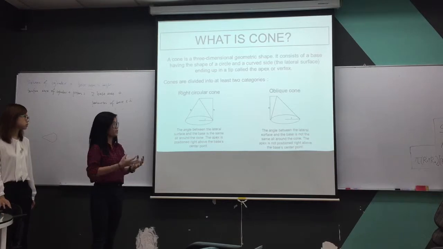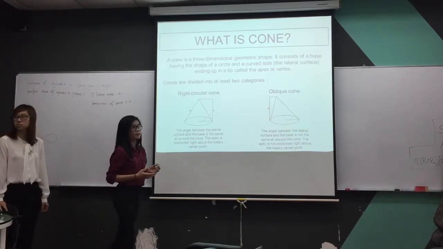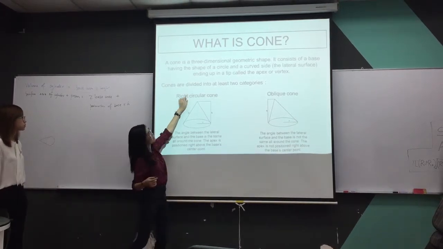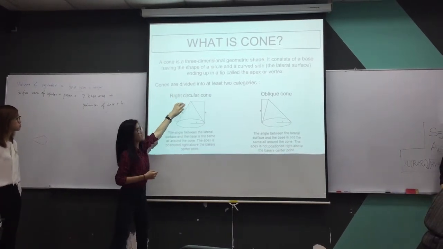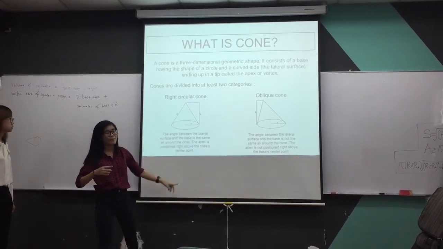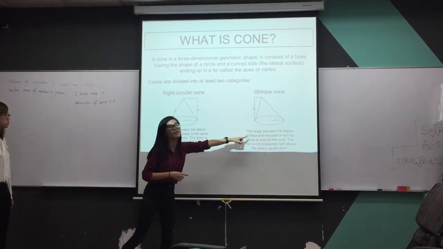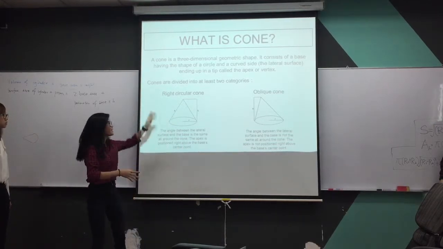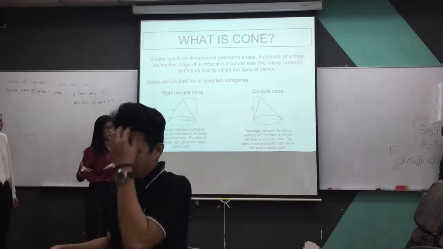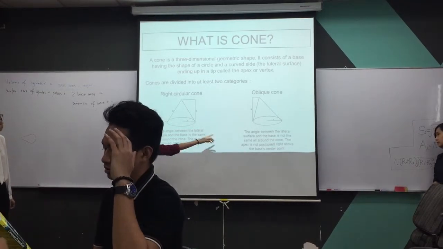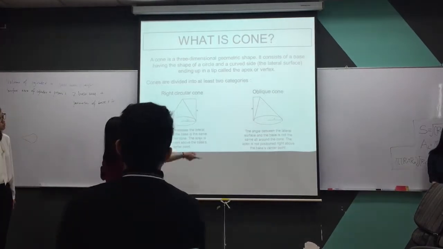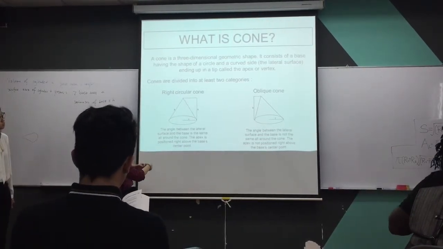So the difference between the right circular cone and the oblique cone is the angle. As you can see, the apex of the right circular cone is positioned right in the center point, while the oblique cone's apex is not positioned on the center point. Which means the right circular cone's angle between the lateral surface and the base is the same, while the oblique cone's angles between the lateral surface and the base are not the same.